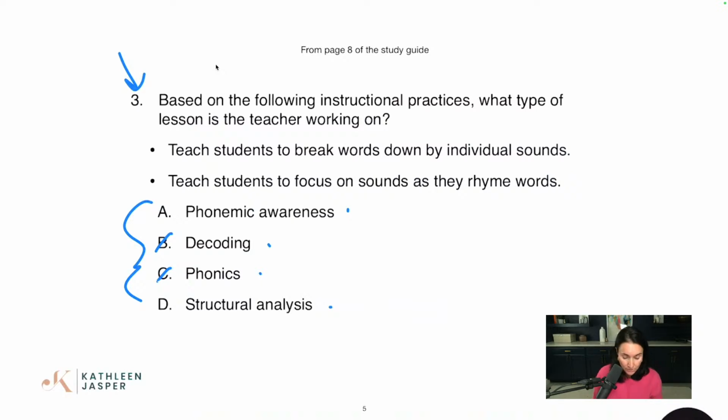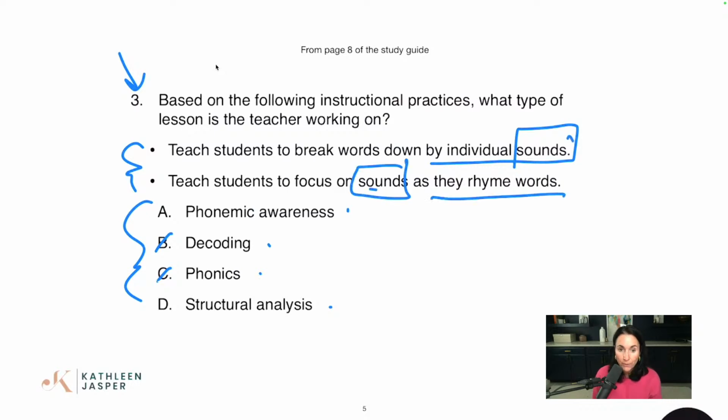So I have phonemic awareness and structural analysis. Let's read the bullets. Teach students to break down words by individual sounds. Teach students to focus on sounds as they rhyme words. Sounds, sounds. Are they reading at all? Are they looking at the structure of a word? No. They're not decoding. They're not using phonics. They are using phonemic awareness because phonemic awareness has to do with sounds only.